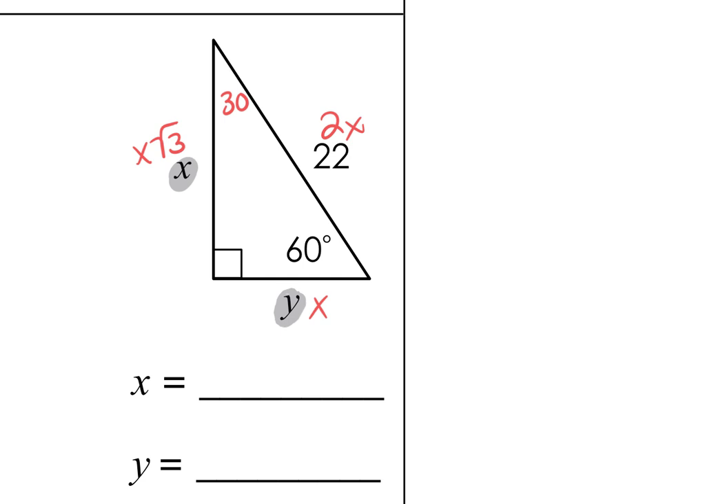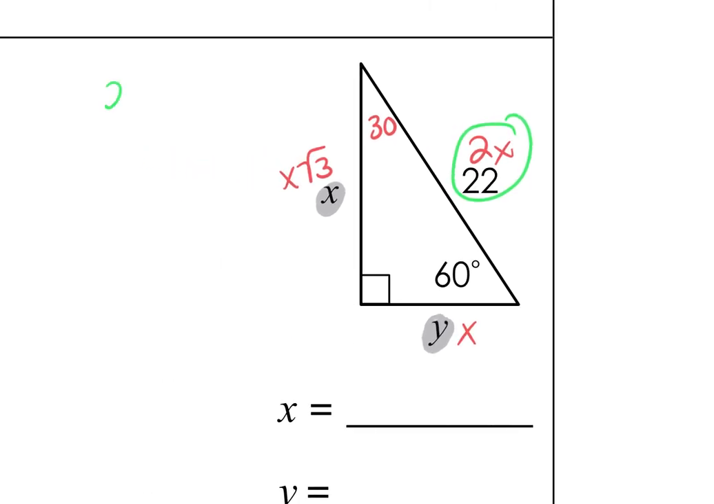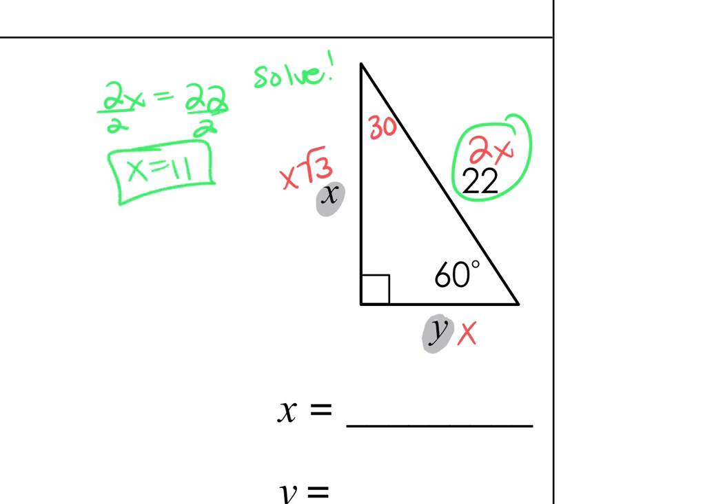I have to start this problem with the side that they gave me. They gave me that side that's in the ratio 2x. They said that that's 22. That's going to be an equation. 2x equals 22. I can solve that. Divide both sides by 2. I get x is 11.